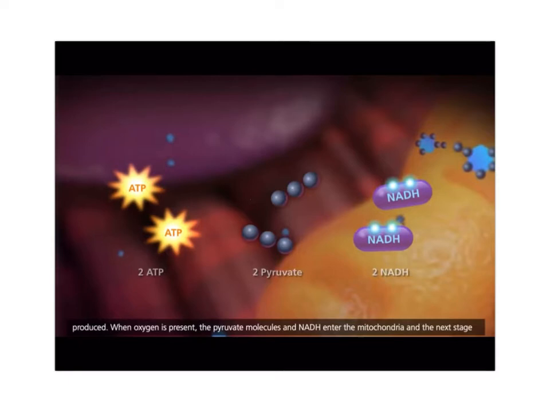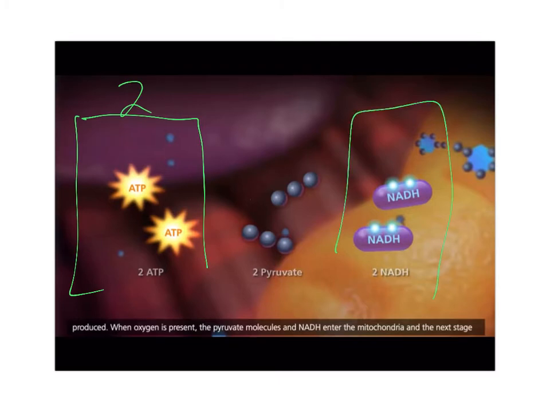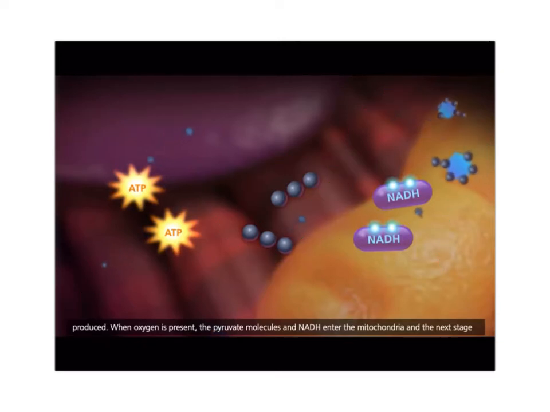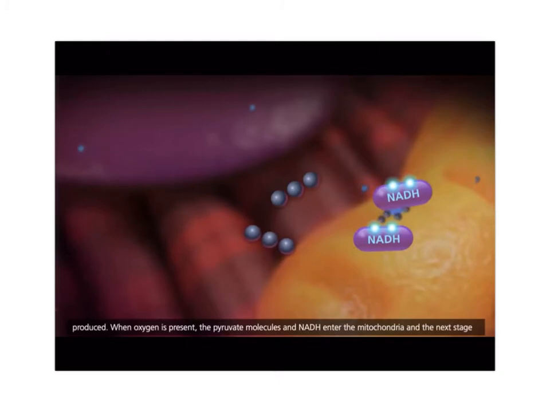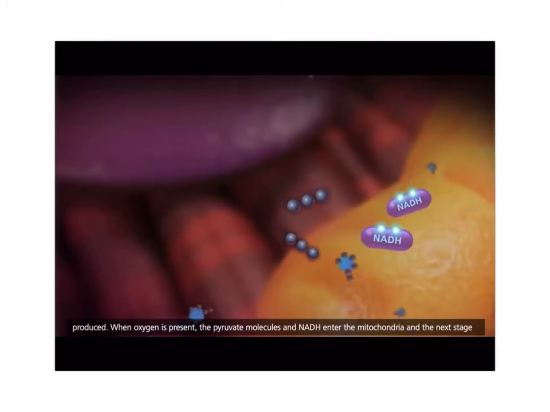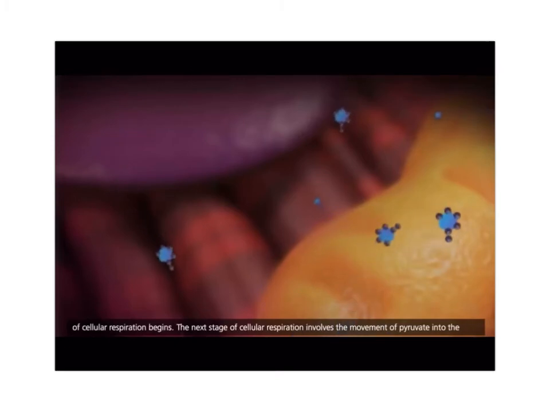And again, to reiterate what they said, you got 2 molecules of ATP, 2 high-energy NADH, and you still have these 6 carbons, so there's 2 3-carbon sugars that are floating around. So you still have a fair amount of energy that's yet to be extracted from this. When oxygen is present, the pyruvate molecules and NADH enter the mitochondria, and the next stage of cellular respiration begins.